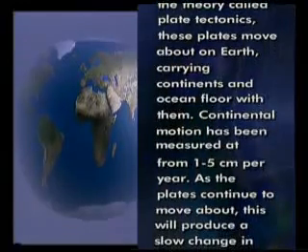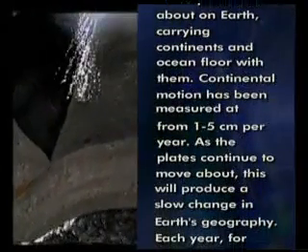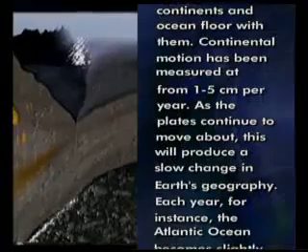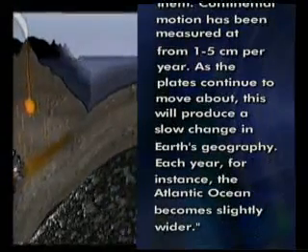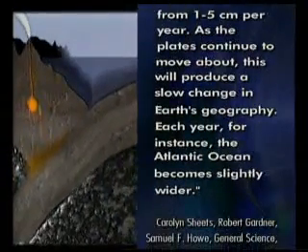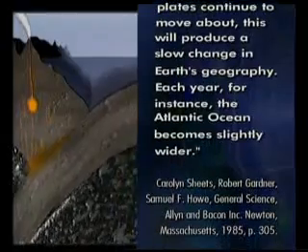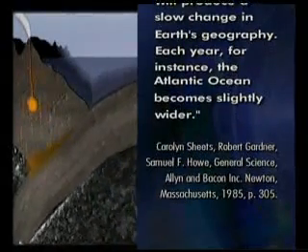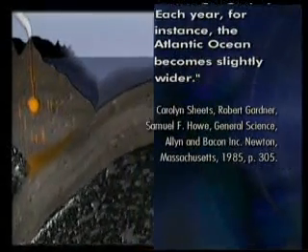Continental motion has been measured at from 1 to 5 centimeters per year. As the plates continue to move about, this will produce a slow change in Earth's geography. Each year, for instance, the Atlantic Ocean becomes slightly wider.